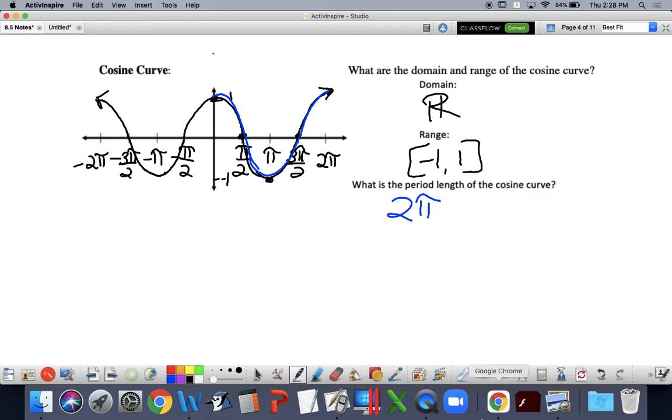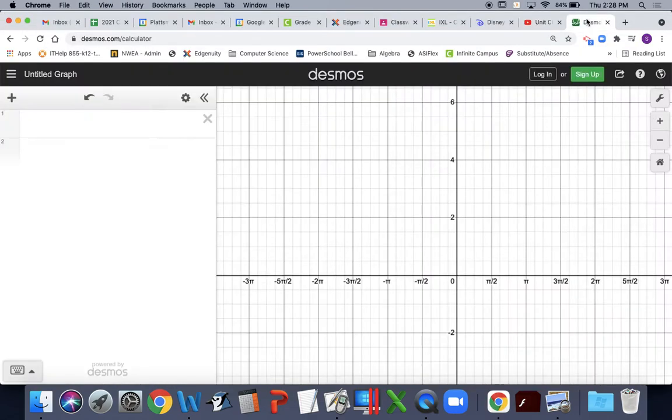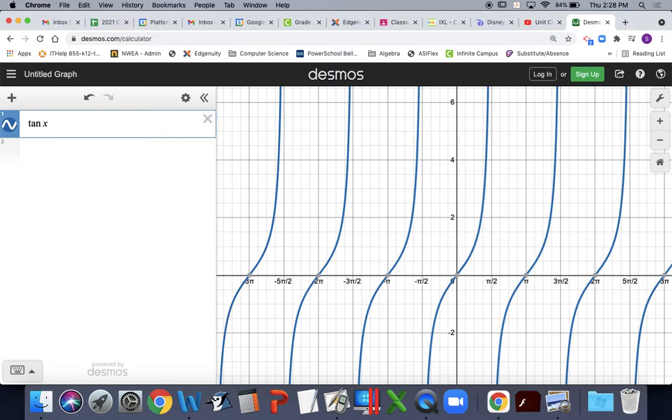Let me see if I can pull it up too. Right? Tangent is not periodic. It's not going to have the repetition. It does have the repetition, right? But it's not continuous. What these lines are here is they are called asymptotes.